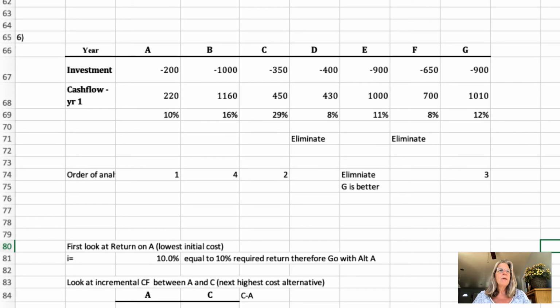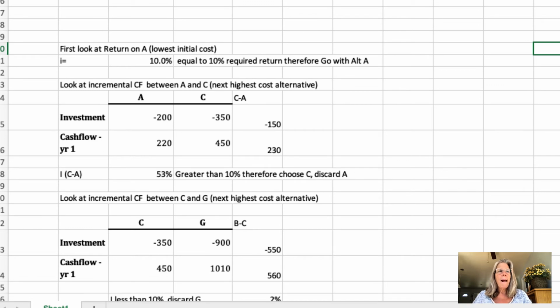So the first thing I do is calculate the rate of return on A, which I already did, as 10%. So we know that's already good. And then we say, well, what if we actually invest in C instead of A? Will that extra amount of investment yield a good enough return? In this case, if we invest another $150, we'll get 230. You can see that 230 is the difference between 450 and 220. When I do that calculation, that's a 53% rate of return, which is greater than 10%. That means that extra amount is a good investment. So therefore, we're not going to do A and we're going to do C instead.